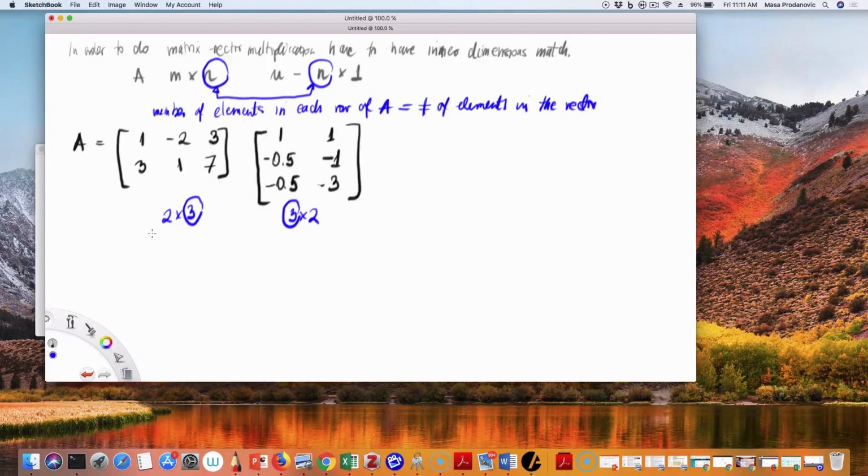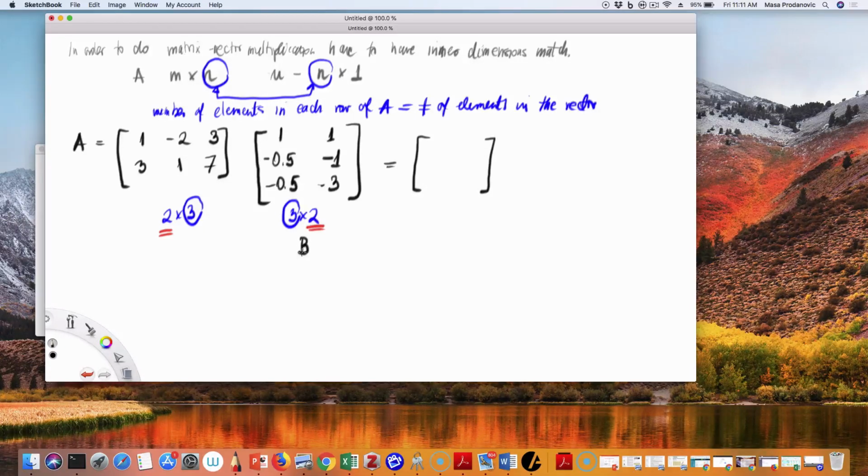Now my result in this case, what's left here, is going to be 2 by 2. So I'm going to get a resulting matrix that is 2 by 2. Let's get the first element of that matrix. I'm going to give myself some space for this 2 by 2 matrix.